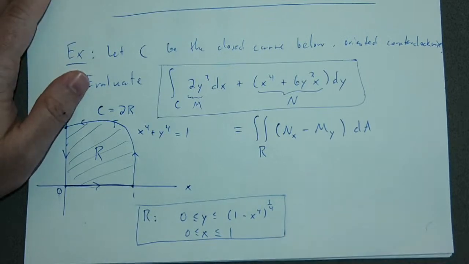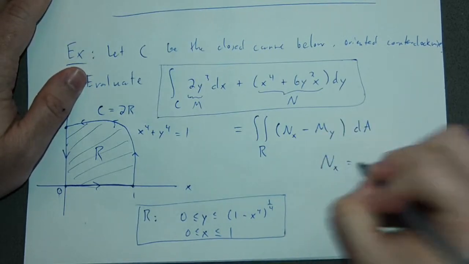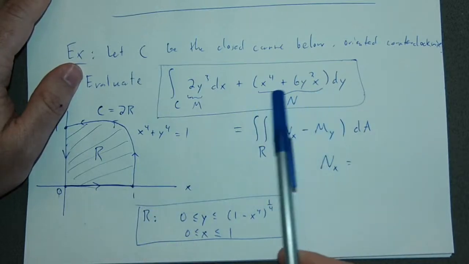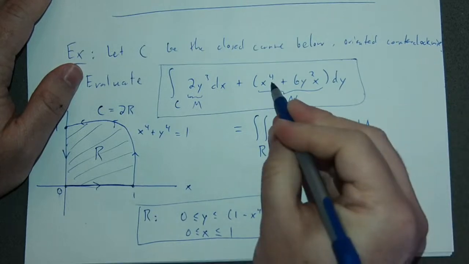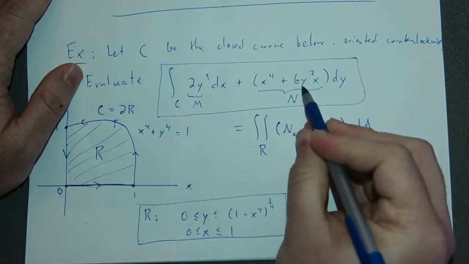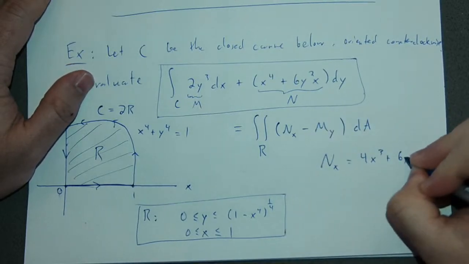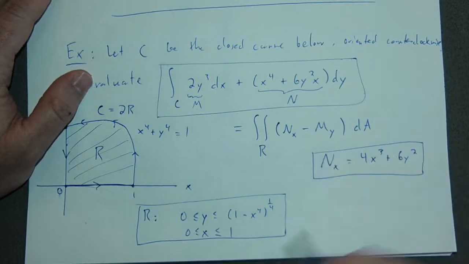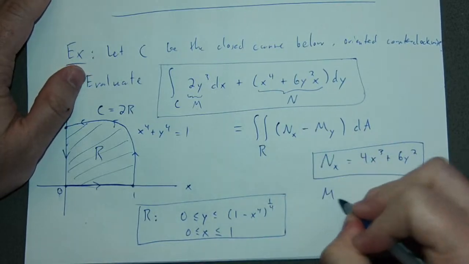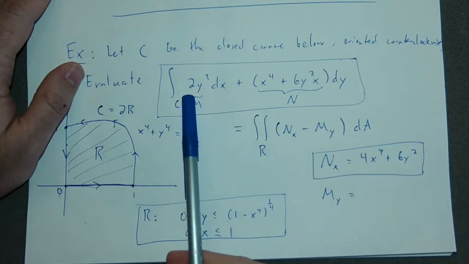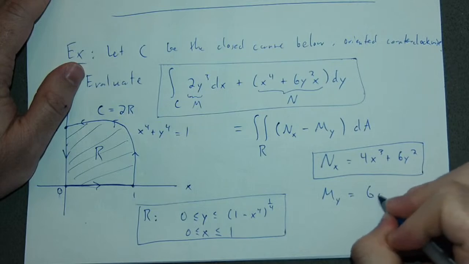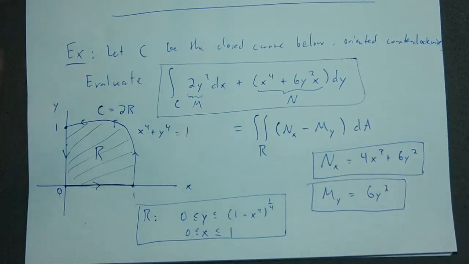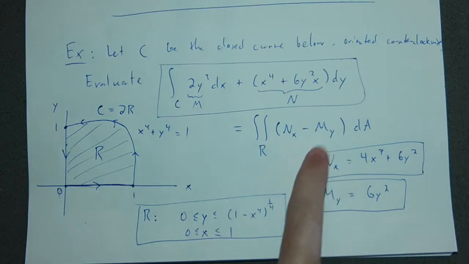Now I need to compute the x partial of N. What is the x partial of N? So here's N here. So I take the x partial of this thing. This is 4x cubed plus 6y squared x. The x partial of that is just 6y squared. So the x partial of N is 4x cubed plus 6y squared. The y partial of M is 6y squared. Okay. That's not too bad. Right? It's not too bad at all, because the x partial of N, I subtract from that the y partial of M, and so these things are going to cancel. I'm just going to be left with 4x cubed.